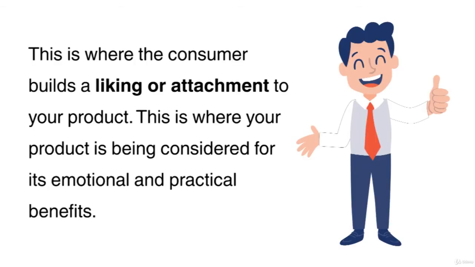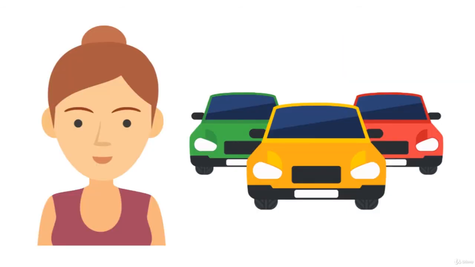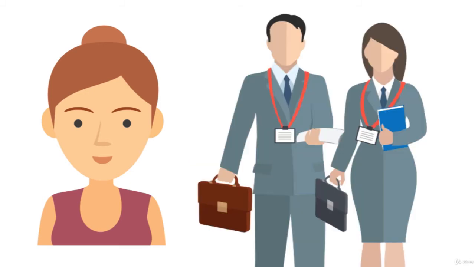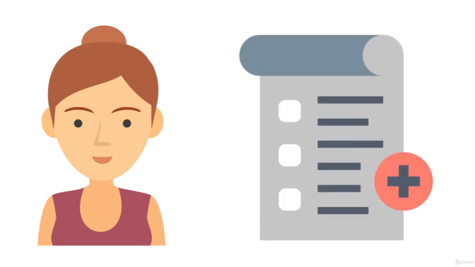This is where the consumer builds a liking or attachment to your product. This is where your product is being considered for its emotional and practical benefits. For example, Lisa has evaluated the pros and cons of buying a particular car manufacturer, but might not be so sure on what model to purchase. The marketing team have made sure that the features of the product are highlighted, so Lisa can understand why a particular model is better than another.